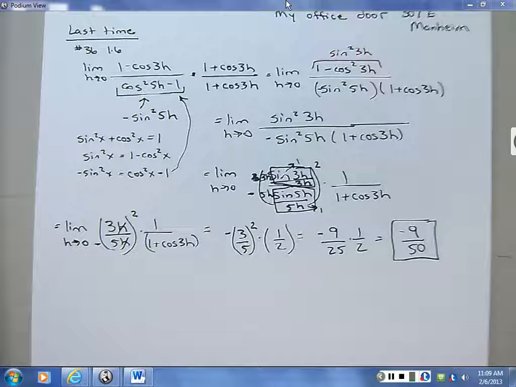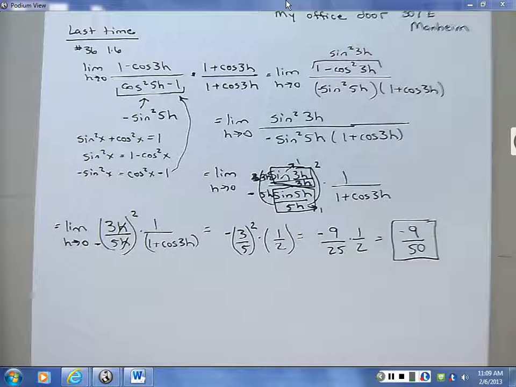What? This? In front of it? This 3? Where did it come from? Cosine of 3 times 0. Cosine of 3 times 0 is cosine of 0. If I plug in h goes to 0, I have cosine of 3 times 0, which is cosine of 0.